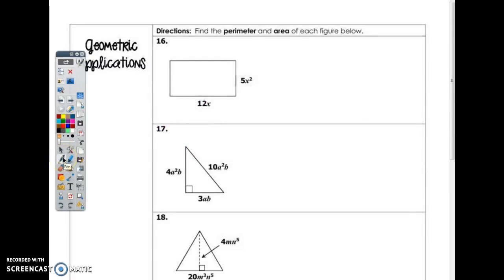On the back, it says to find the perimeter. That means add up all the sides. And the area. So we're going to have to figure out the formulas for different things. So for 16 perimeter, you add up all the sides. So remember, this is 5x squared, and then this is 12x. So I have 5x squared plus 12x plus 5x squared plus 12x.